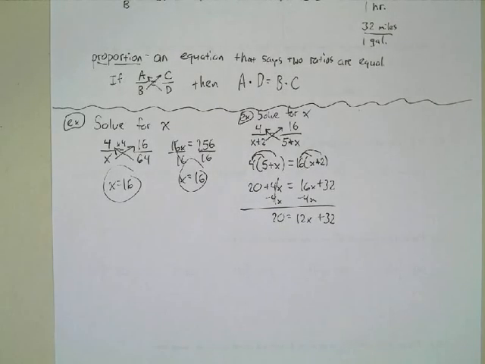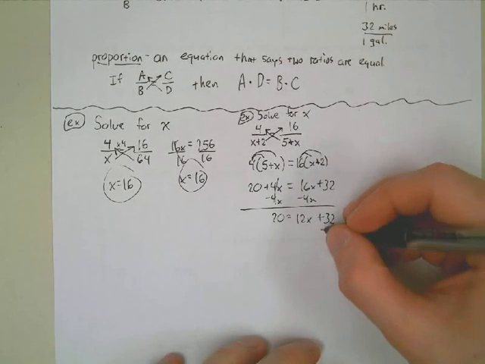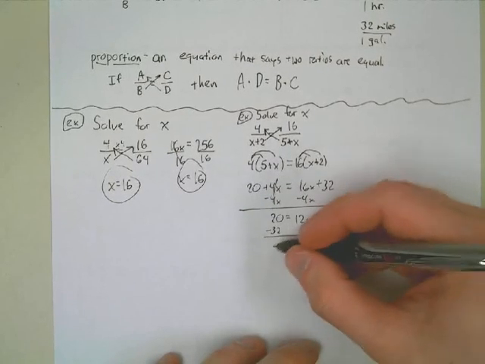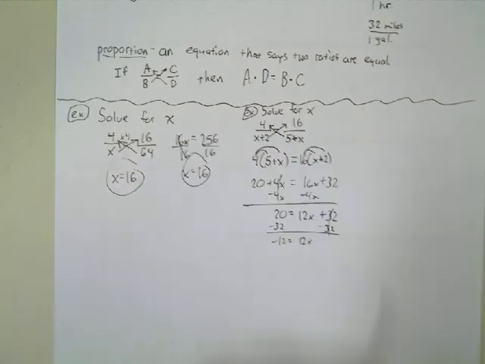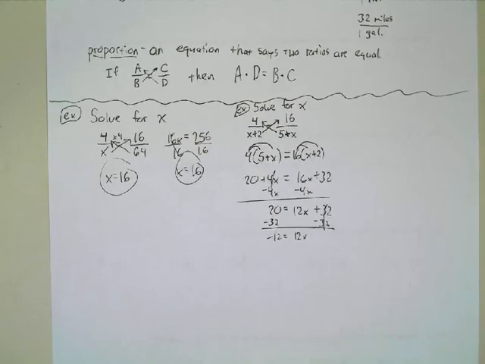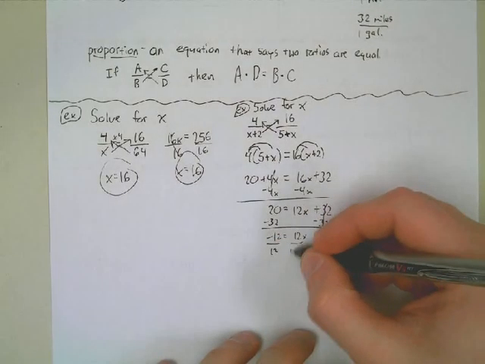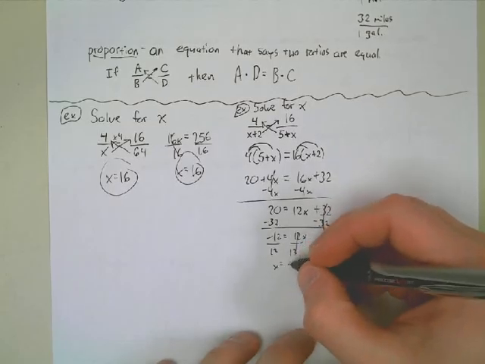Then you have 32. So what? There you go, I was going to say, it is plus 32, we want to subtract 32 from both sides, so we're left with negative 12 equals 12x, and the last step? Divide both sides by 12. Okay, so x equals negative 1. Okay?